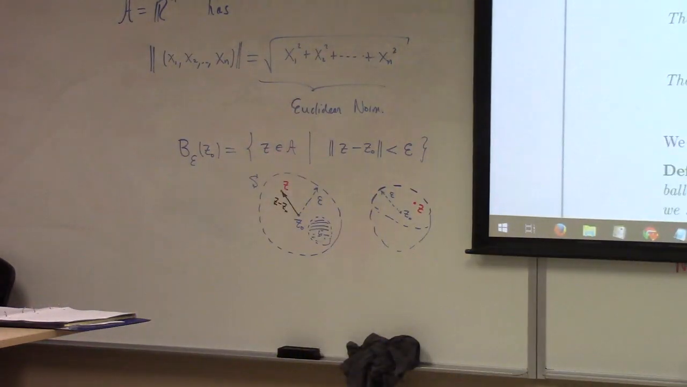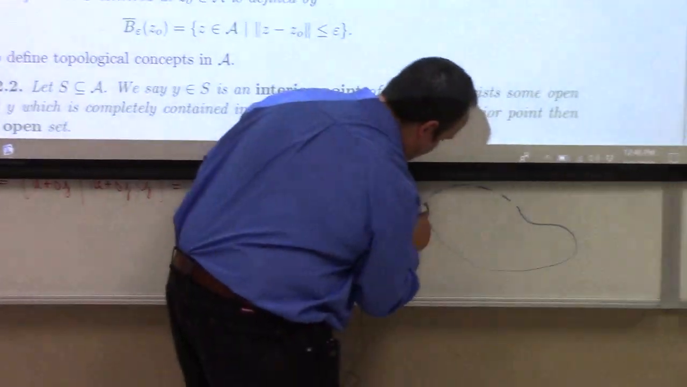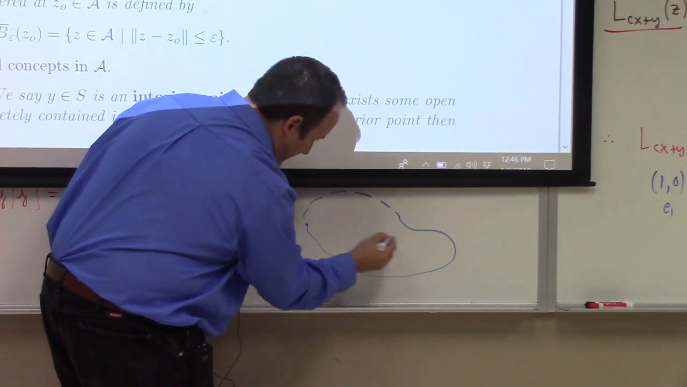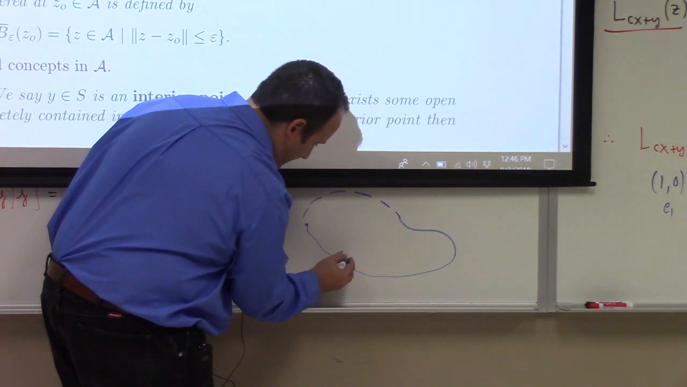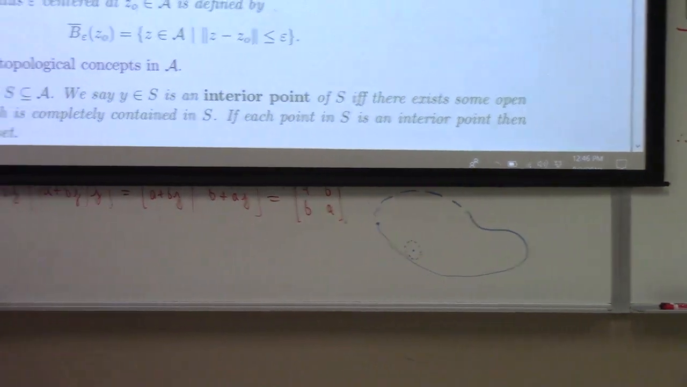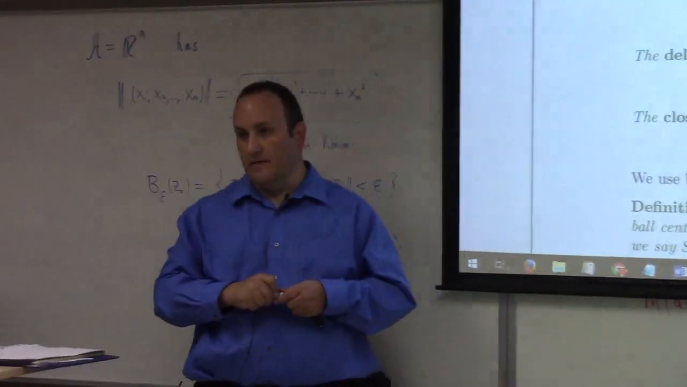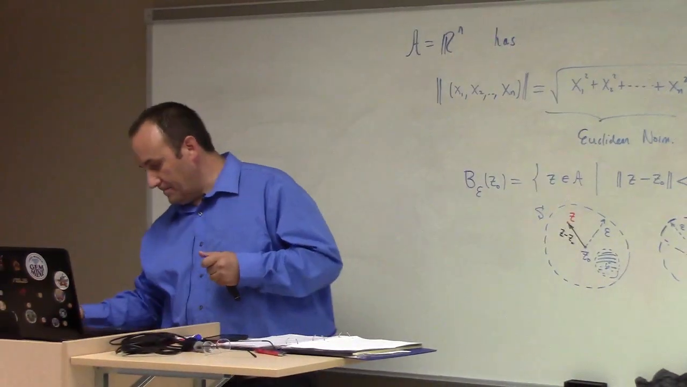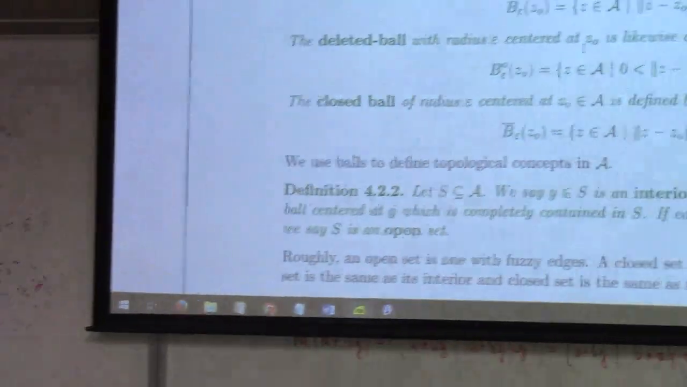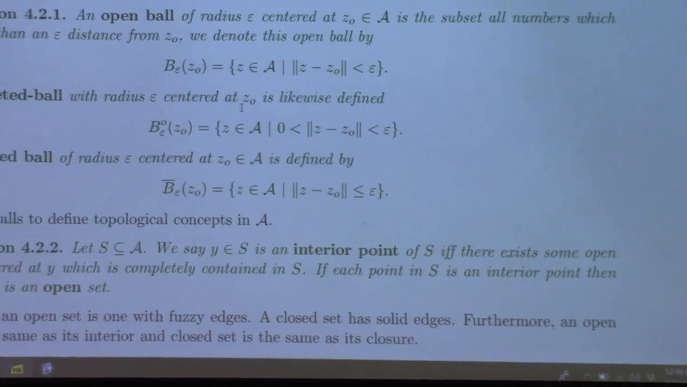But S could be something weirder, right? S could look, I don't know, like this. It could have half open, half not dotted, half included, half not included edges. And if you take a point like here, well, that's an interior point because I can find an open ball around it. All right? Interior points we can find open balls around. What's a boundary point going to be? Oh, first, what's an open set? An open set is a set in which every point is interior.